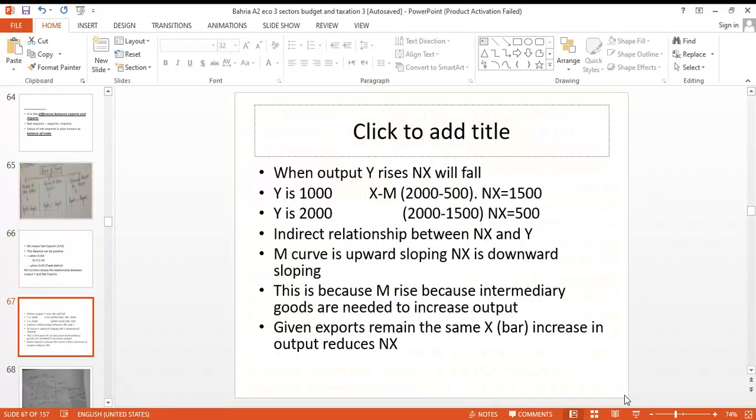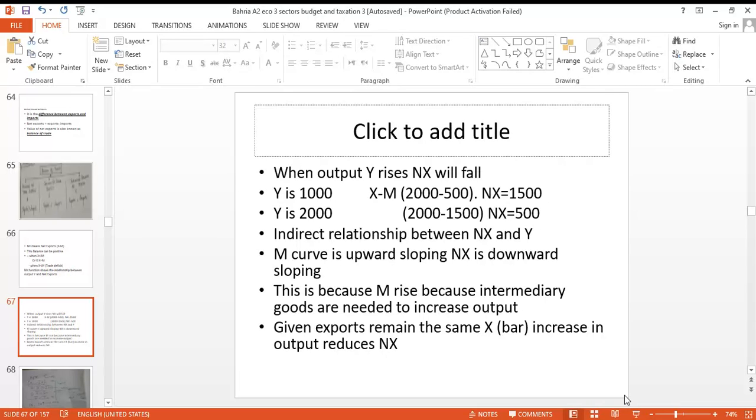Now, the thing that you need to keep in mind is that when income rises, when Y rises, national income goes up. The net export, when income rises, exports remain the same. They are not affected. When income rises, imports increase because you can now afford to import and use goods from abroad. Okay? When income rises, the net exports, which is export minus import, they fall.